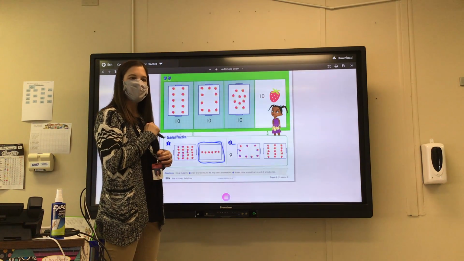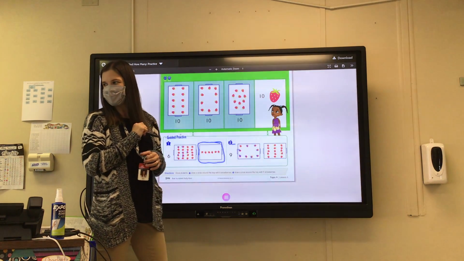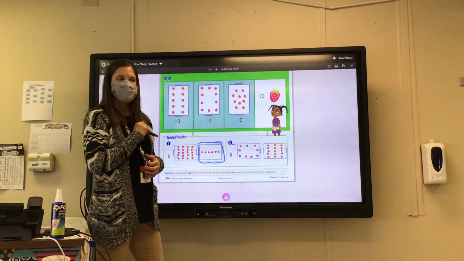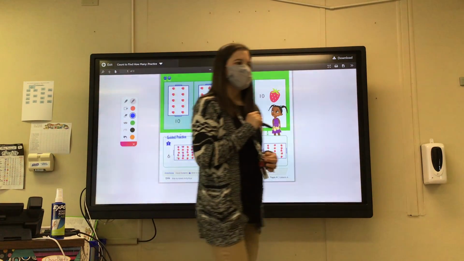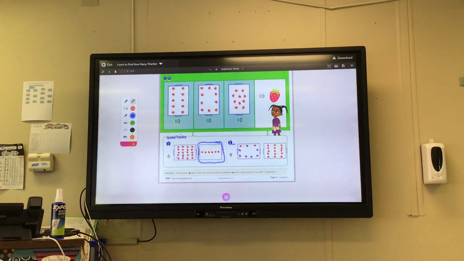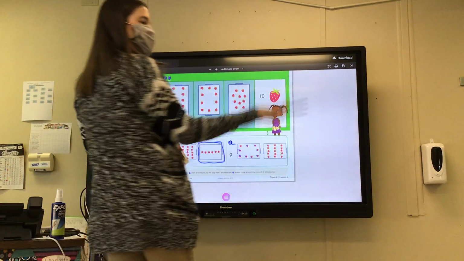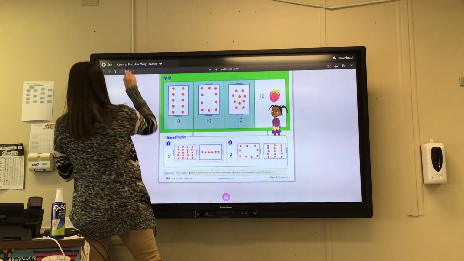So we're circling the tray that has 9 strawberries. I'm going to come out and see if we circle the tray with 9 strawberries. Very good. Circle the tray with 9 strawberries. Awesome. Wonderful. Okay, now you can just flip your paper to the next page.